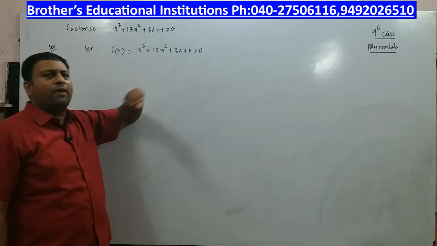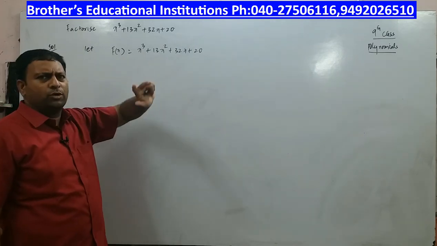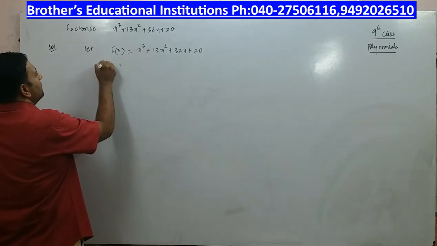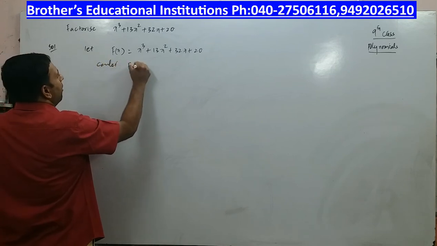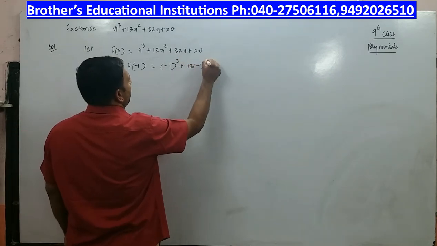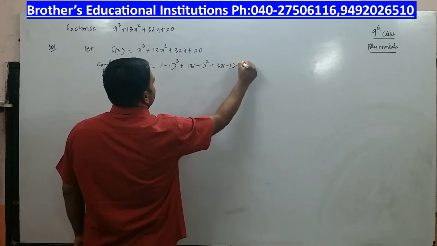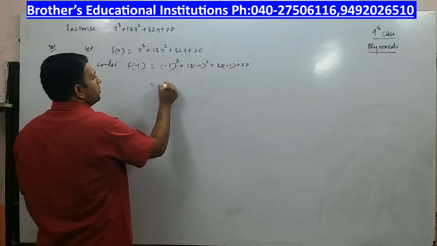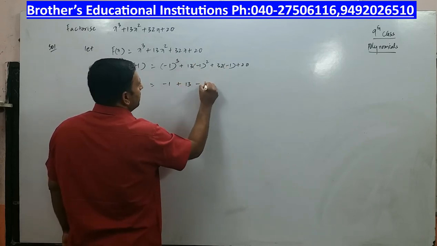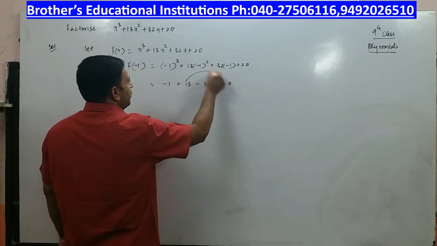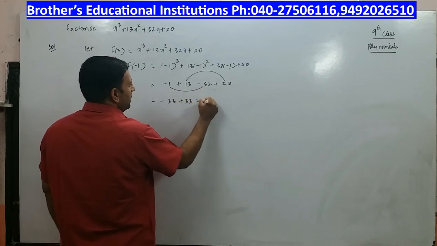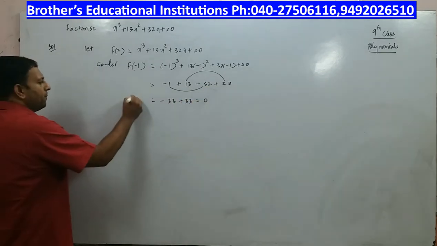In the previous problem we substituted x is equal to 1 and we got f of 1 is equal to 0. In this problem you won't get that because everywhere it is positive. So I will simply consider f of minus 1. And what is f of minus 1? It is minus 1 cube plus 13 into minus 1 square plus 32 into minus 1 plus 20. Minus 1 cube is minus 1. Minus 1 square is plus 1, so it is 13. 32 into minus 1 is minus 32, plus 20. And you can check, this is minus 33 plus 33. The result is 0.